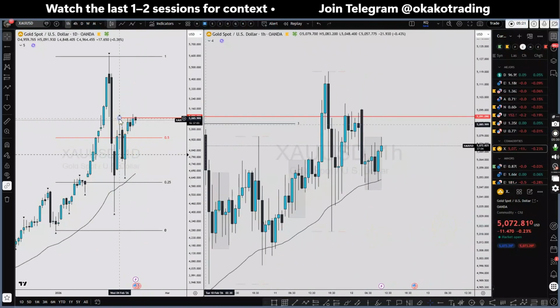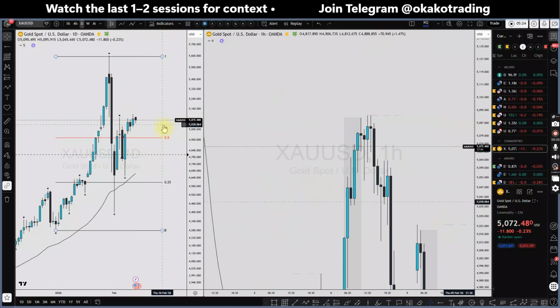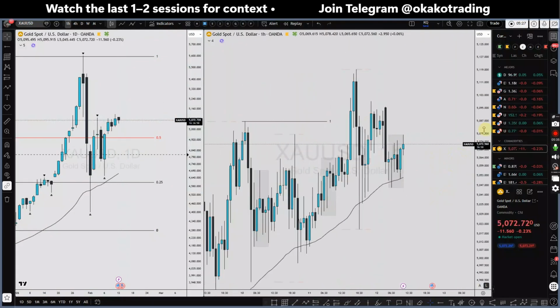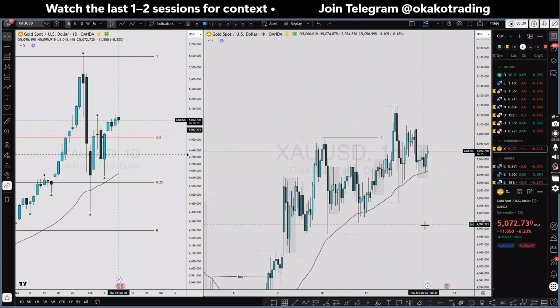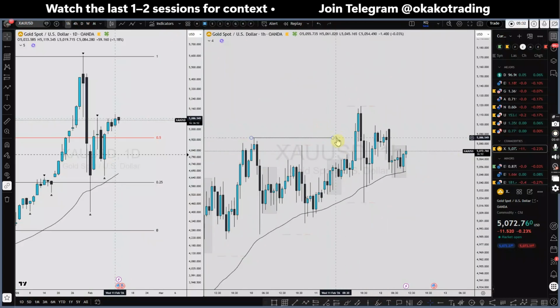Gold managed to clear this high that we were targeting last London session, and right now in 1 hour, I still can't spot any setup here. So I'm just gonna avoid this for now. Let's remove this from my watch list.